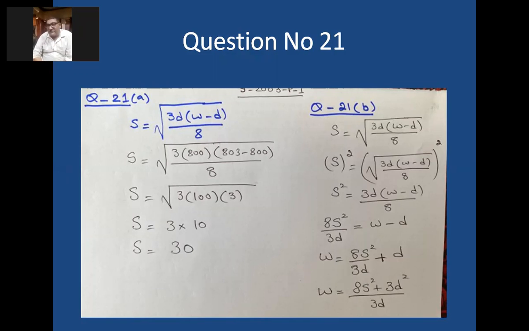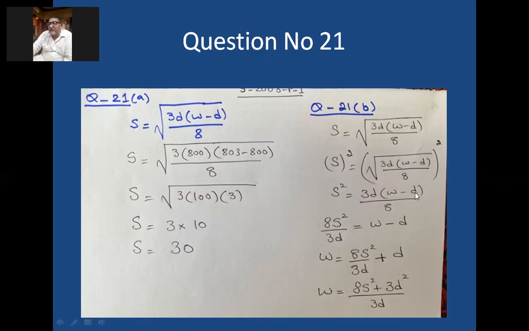Now in question number 21 B part, he wants you to make the W the subject of the formula. So W is under that radical sign. So first of all, I will take the square on both the sides. So I will have S square equals to 3. This radical sign and square will be cancelled.